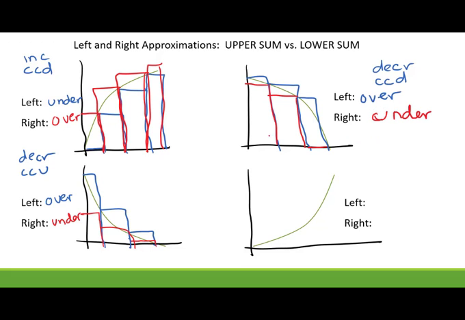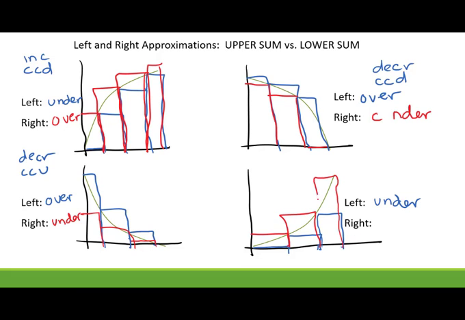Okay, so again, I have my 3 intervals, my left endpoint, my left endpoint, my left endpoint, versus, and those look like they're all under, my right endpoints look like they're going to be over, and this was increasing, concave up.